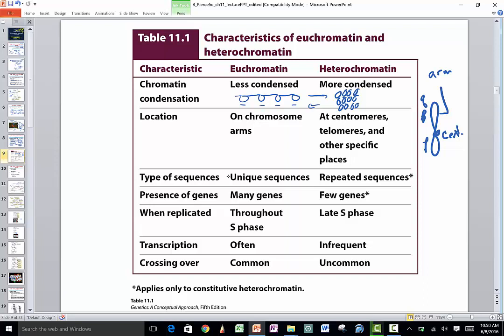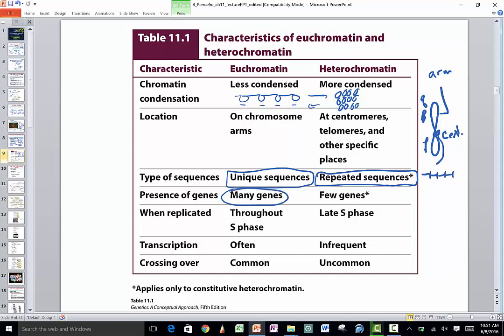Euchromatin basically has what they call unique sequences. It's basically just different sequences, the different genes have their own sequence and they code for their own proteins and stuff. Then we have repeated sequences. That's common to centromeres and things like that. So if you look at the sequence of the centromere, you'd have the same sequence repeated over and over again. And that tends to be the kind of sequence that forms heterochromatin.